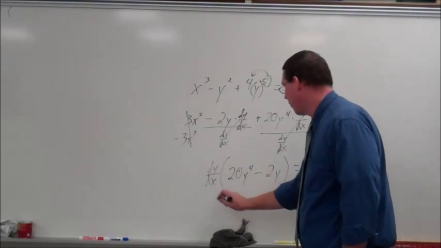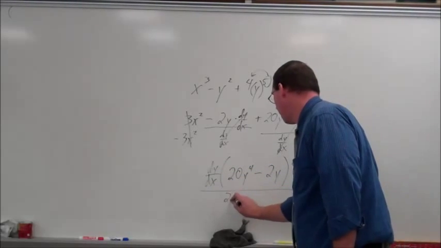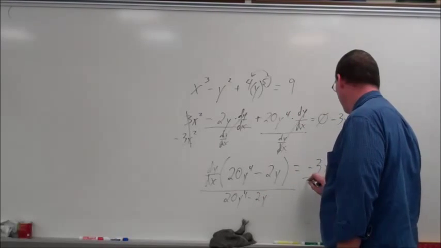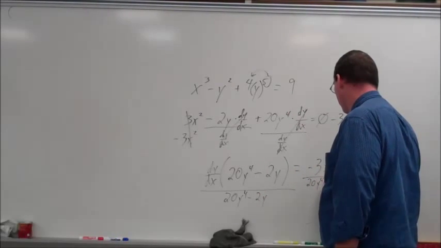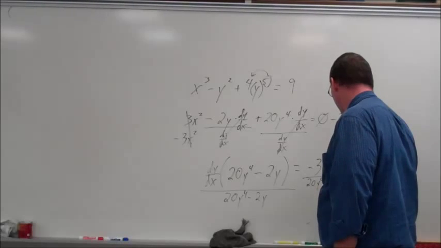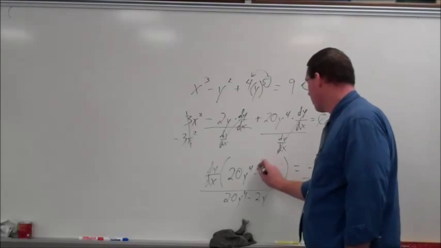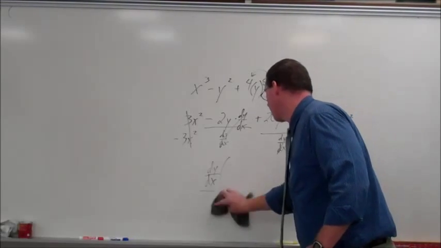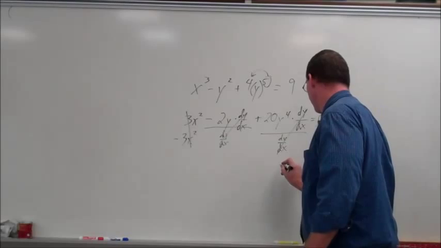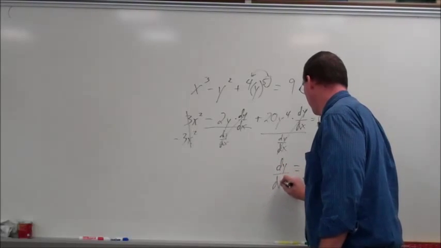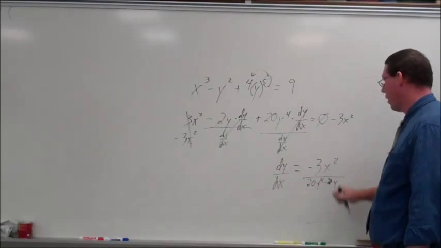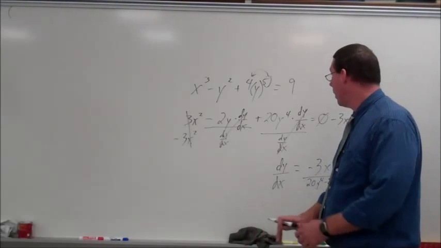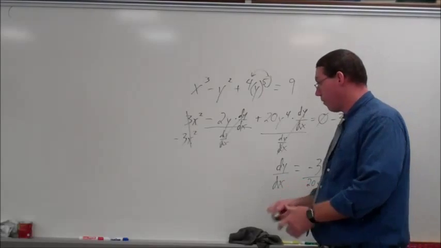And now to solve for dy dx, we divide by 20y to the fourth minus 2y. This cancels, and now dy dx is equal to negative 3x squared over 20y to the fourth minus 2y. And there's your implicit differentiation.